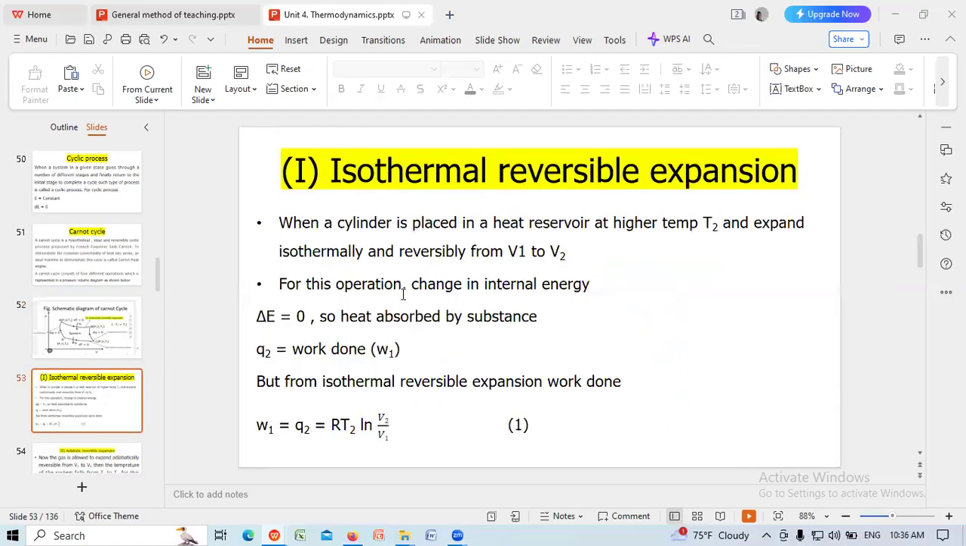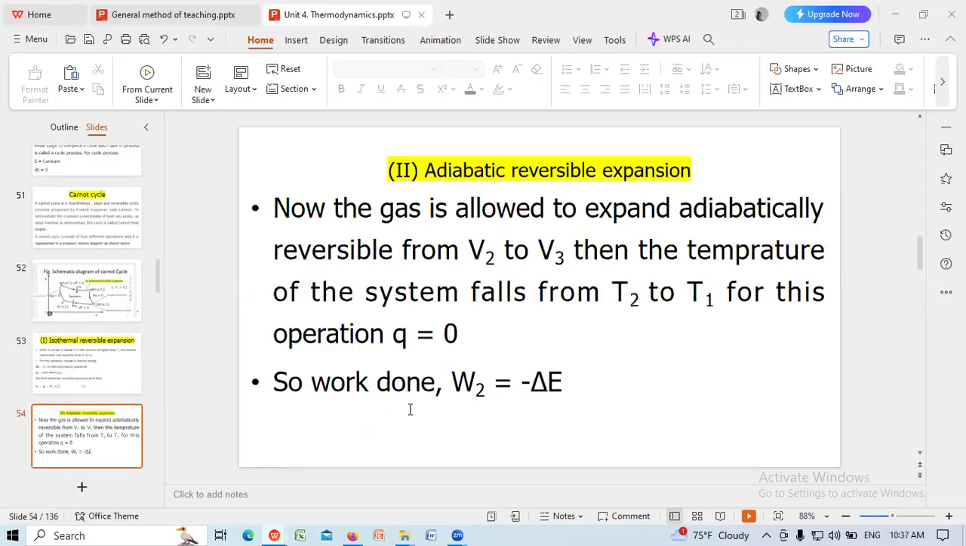Isothermal reversible expansion: a cylinder is placed in a heat reservoir at higher temperature T2 and expands isothermally and reversibly from V1 to V2. For this operation, change in internal energy delta E equals 0. So heat absorbed by the substance Q equals Q2 equals work done W1. For isothermal reversible expansion, W1 equals Q2 equals RT2 ln(V2/V1).